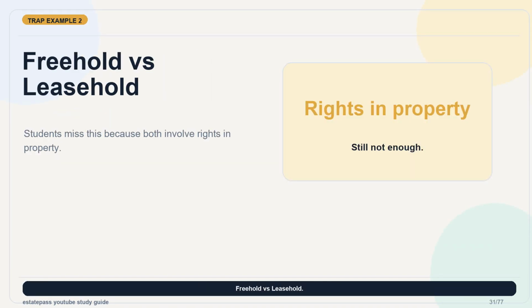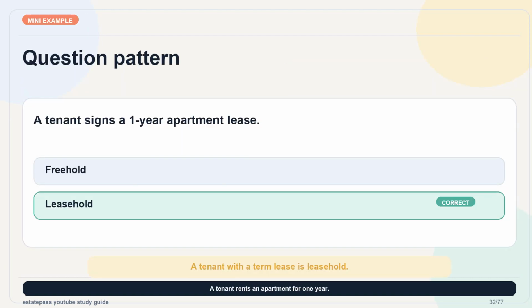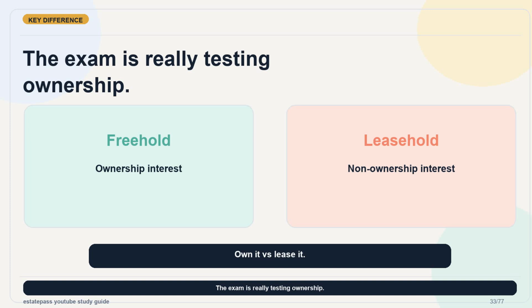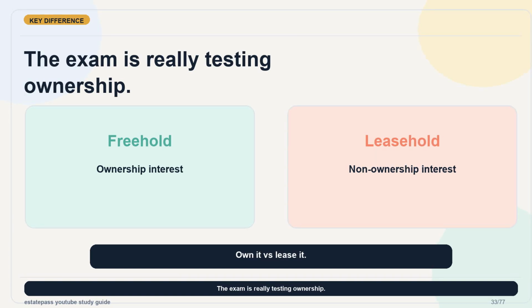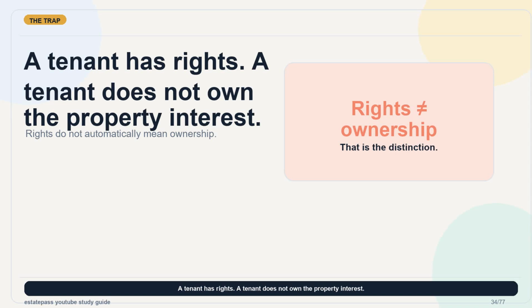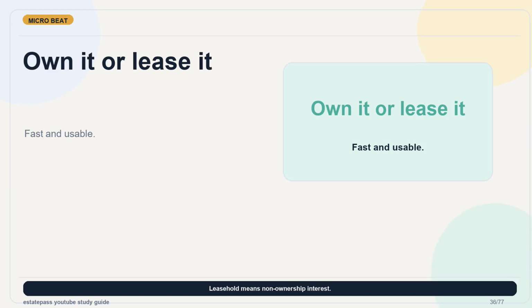Now take freehold versus leasehold. Example: a tenant rents an apartment for 1 year. Is that freehold or leasehold? The trap is seeing legal rights and thinking ownership. Freehold means ownership interest. Leasehold means non-ownership interest.